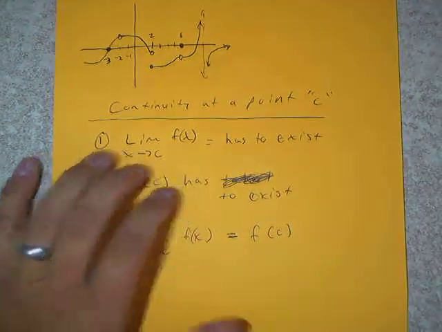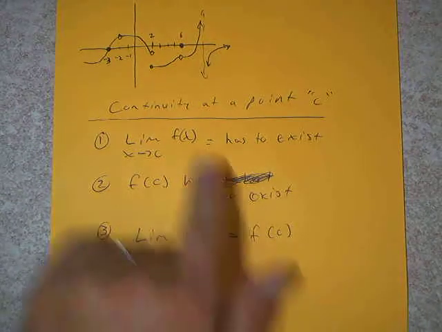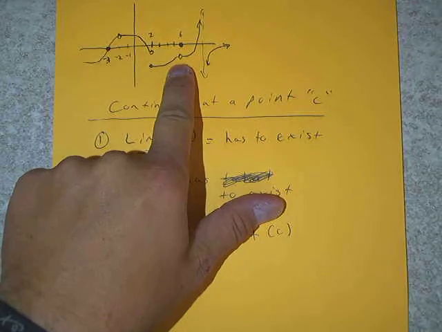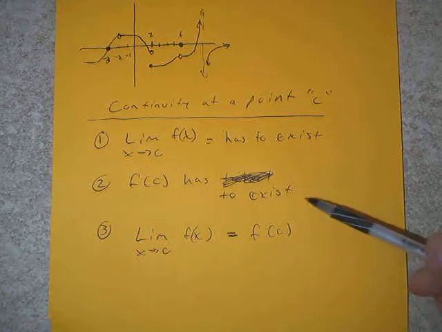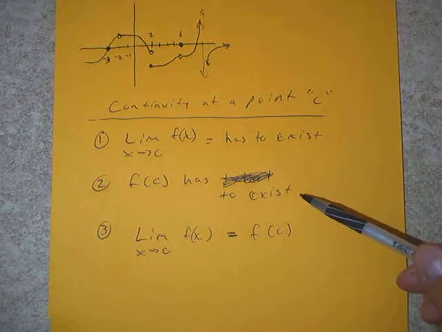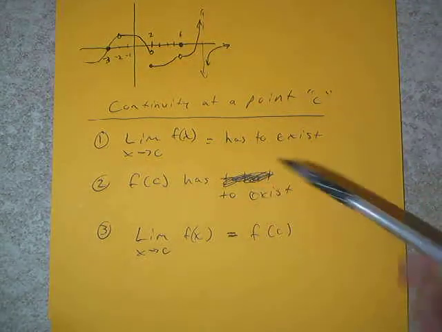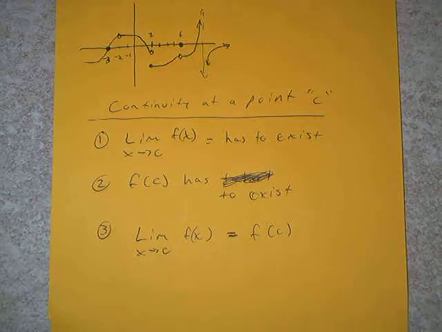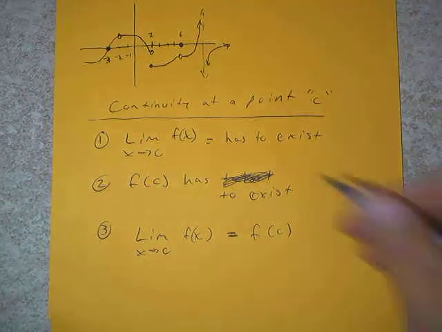Alright, so then let's go over here to 3, 4, 5, 6. So at 6, let's start out with number 1 again. Does the limit exist at 6? If you look near 6, the two curves are converging on the same point. True? So therefore the limit exists. Does the function value exist? Yeah, it's right there at 6, 0, isn't it? Alright, so that means that 1 and 2 are good. So far we're good.